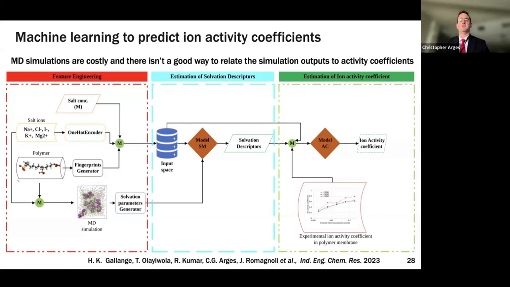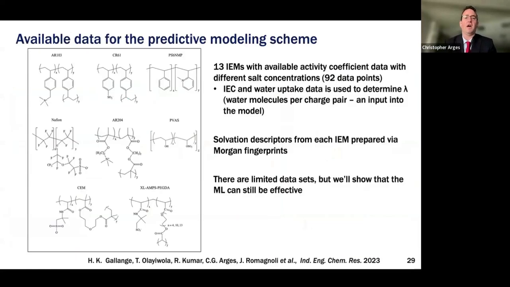Then we wanted to do another form of machine learning on top of that, where we relate the MD output descriptors to those activity coefficients that are really important for selective ion separations. The sad part is there is not a lot of data in the literature of ion exchange membrane materials or thin films where there's available activity coefficient data. It's not like a lot of people are making these measurements. But we found 13 different IEM materials where they did make those measurements.